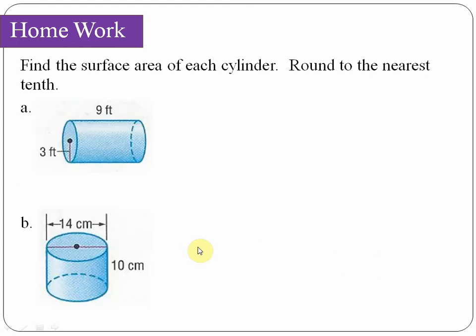Next, moving on to the homework questions. Find the surface area of the cylinder, rounded to the nearest tenth. So 9 feet is the height and 3 feet is the radius. You just apply the formula for the total surface area of the cylinder. Here, 14 centimeter is the diameter, 7 centimeter is the radius, and 10 centimeter is the height. You can calculate the total surface area of the cylinder by using these values in the formula.